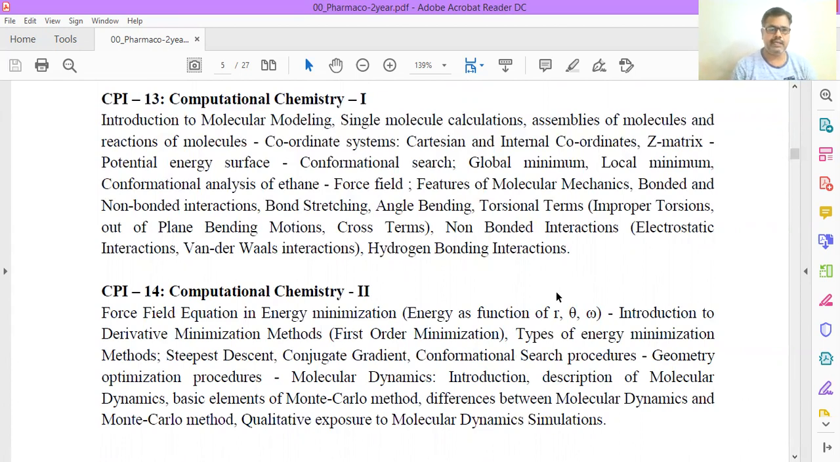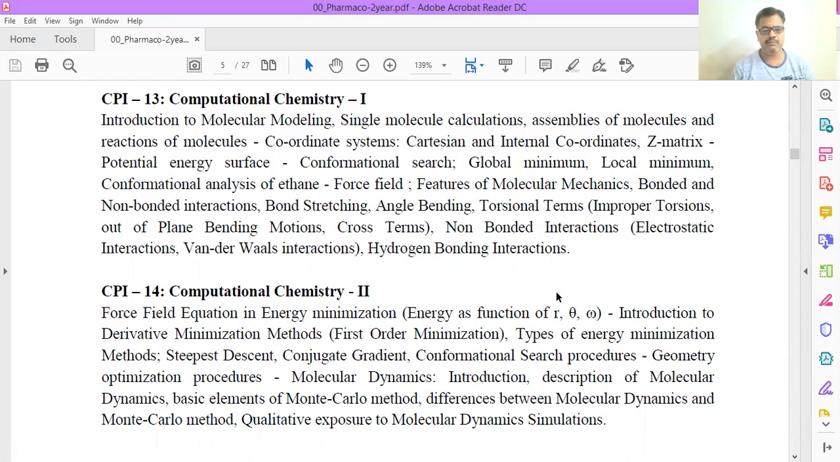These will be taken care of in computational chemistry 1 and 2: the Schrodinger wave equation, molecular mechanics, quantum mechanics, how the wave functions are identified, and what the force field contents are. Also energy minimizations: how many types there are, what the highest and the lowest minimum energy is, meaning first order minimization, second order minimization, or derivative types of minimizations.